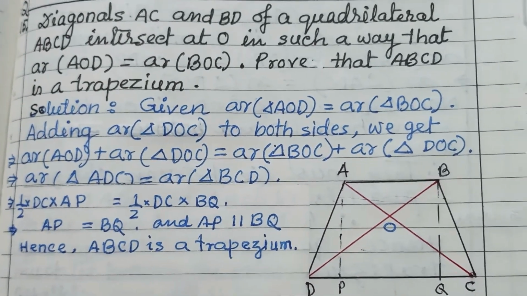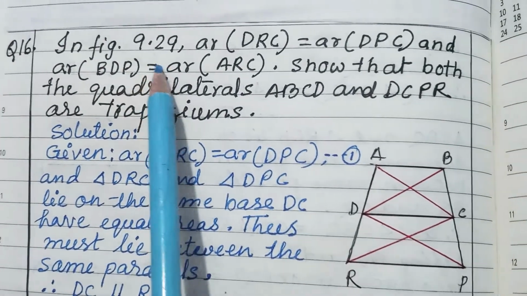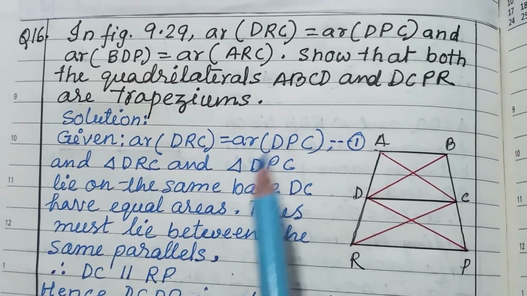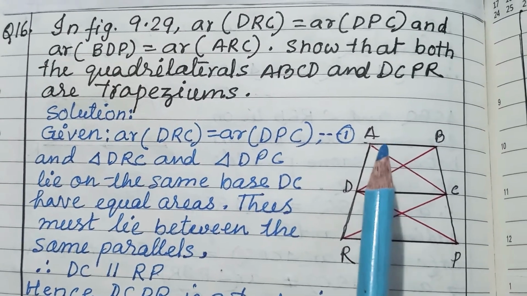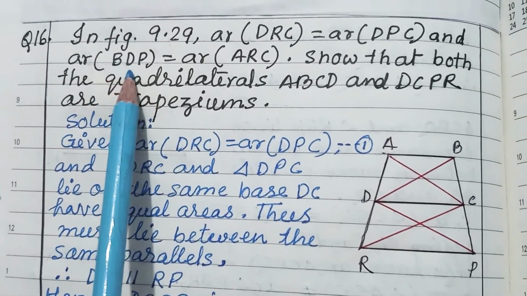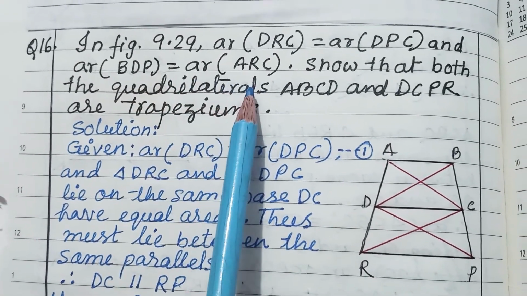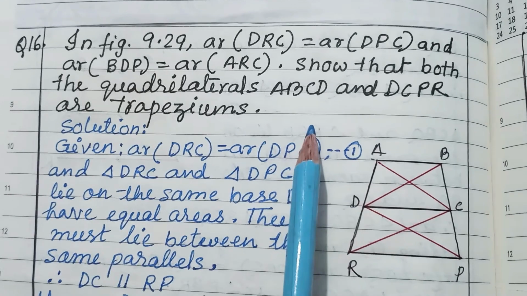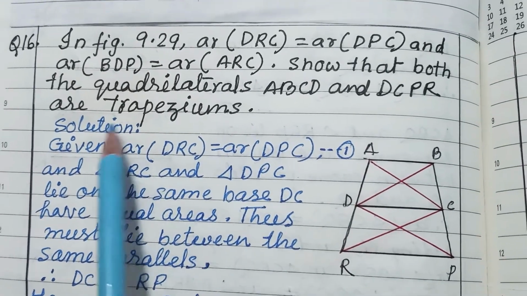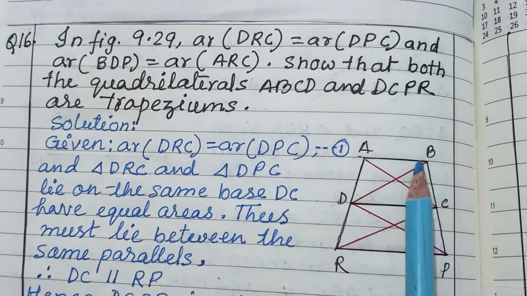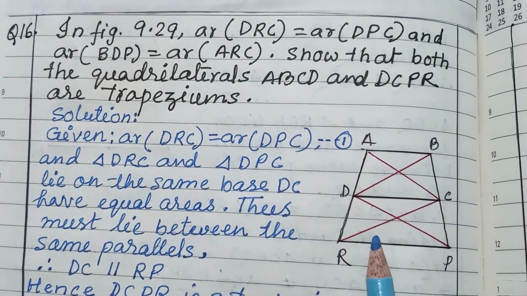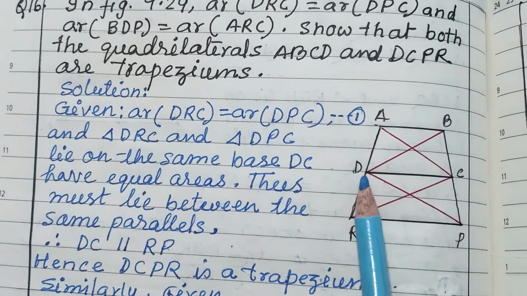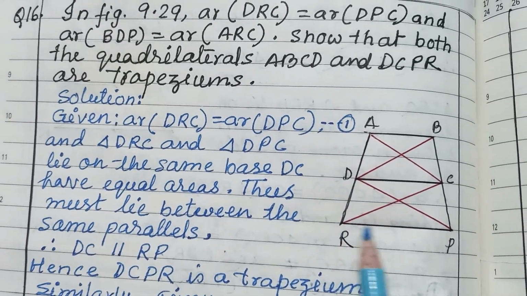Okay. Next question. It is the last question of this part. In figure 9.29, area of DRC is equal to area of DPC and area of BDP is equal to area of ARC. So that both the quadrilaterals ABCD and DCPR are trapezium. We have to prove that AB is parallel to DC parallel to PR.